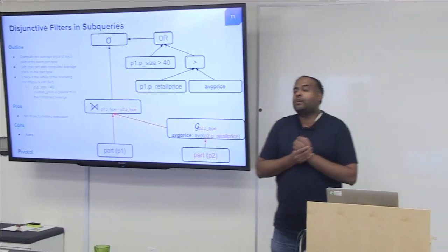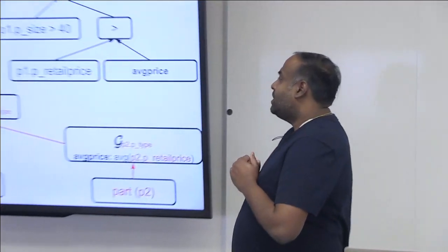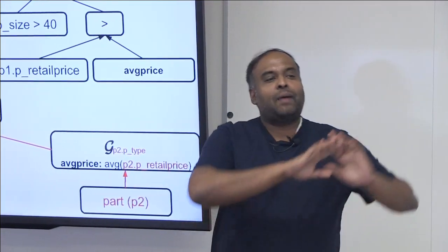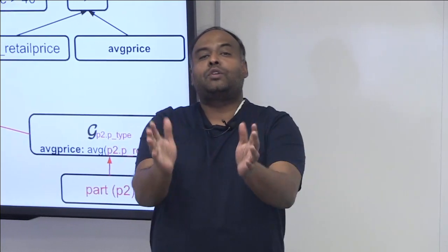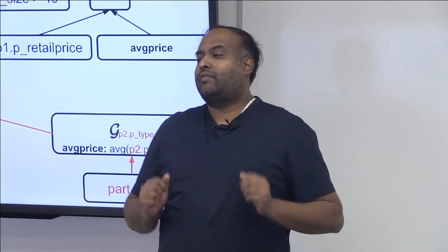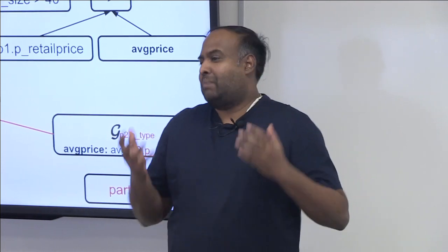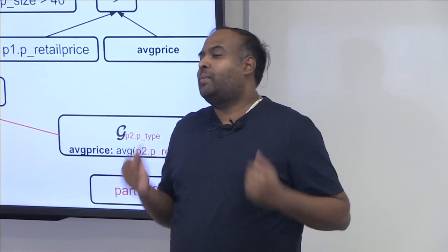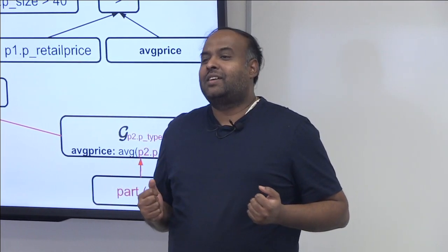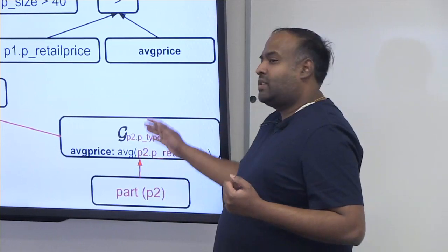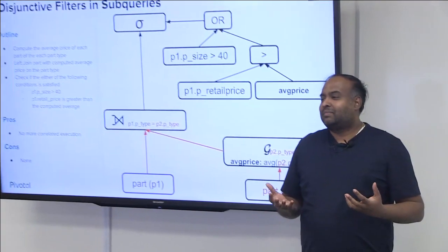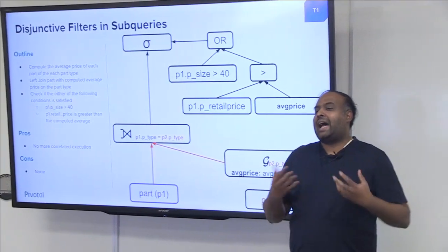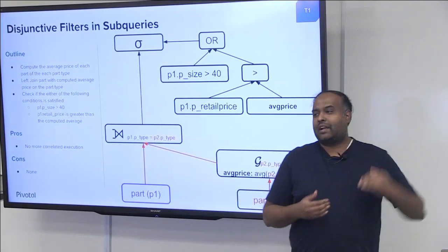So how do we do it in GPDB? What we do is we say, forget about what the particular part type is. For each part type, I'm going to generate the average price of each part type, because I'm assuming the number of part types is going to be much less. So I can generate the average price of each. Then I do a left join based on that part type. So I know the average price of each part for each of that row.